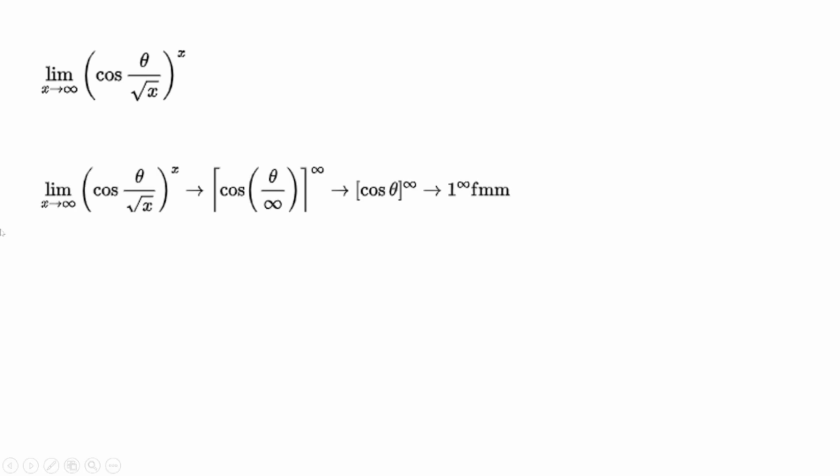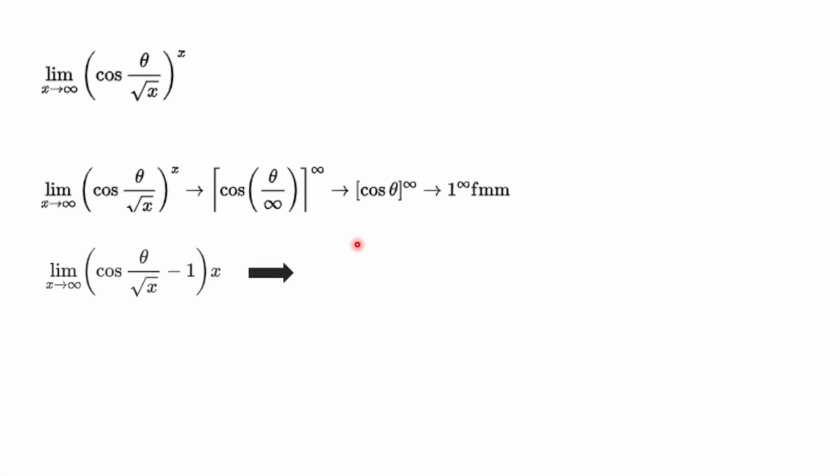Now let us look at the next question. The question is limit as x tends to infinity of cos of theta by root x, whole power x. Now let us look at the solution of the problem. Since x is tending to infinity, cos theta by root x tends to cos of theta by infinity, that is equal to cos 0, and whole power infinity, that is 1 power infinity form.